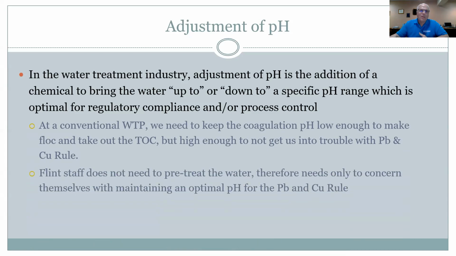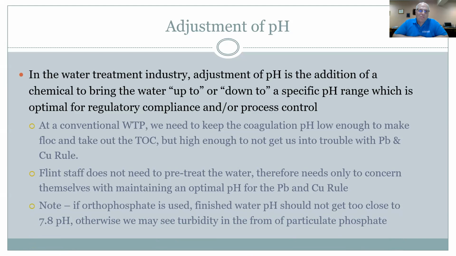So the Flint staff, of course, does not need to pre-treat the water. They're not a full-scale treatment plant. They're taking finished water already and boosting up some of the levels. So they're going to add caustic just to bring the pH up a little bit to get it in that range that's ideal for them alone. So they're meeting a range.